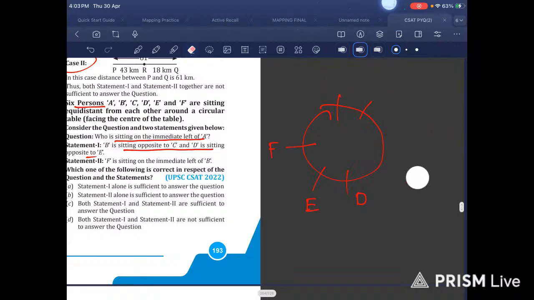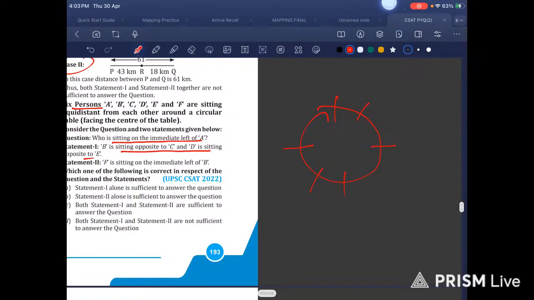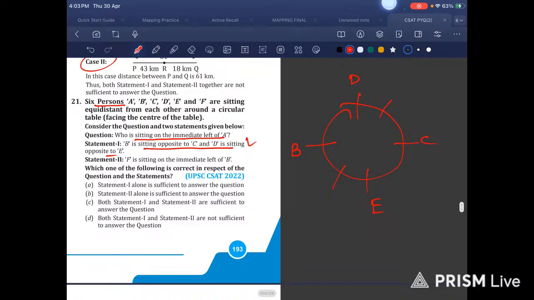No, sorry. It is like this, na? 1, 2, 3, 4, 5, 6. B is sitting opposite to C. B is here, C is here. D is sitting opposite to E. This is done. Now F is sitting, and it is asking who is sitting on the immediate left of A. This cannot be answered by using one statement alone.